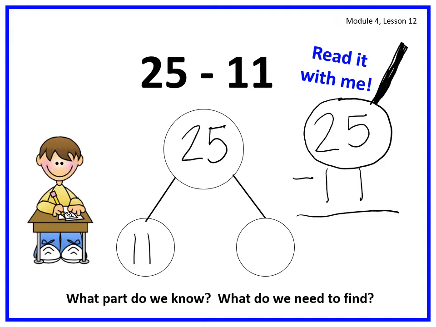Can we take one disc away from 5 discs? Yes. So we have 4. Let's move to the tens column. Can I take 1 ten from 2 tens? Yes. And that's another 1. So when we subtract, we know that we're ready because with 25 and 11, we don't need to do any unbundling. So 25 minus 11 equals 14.